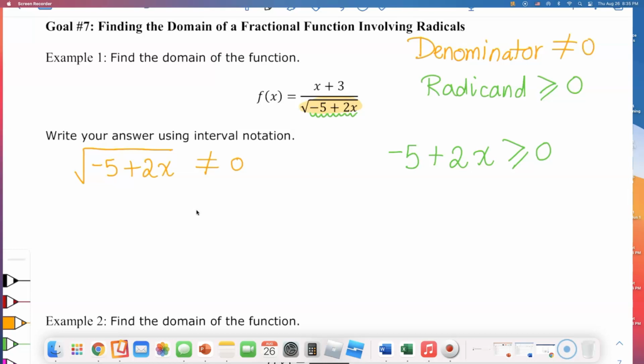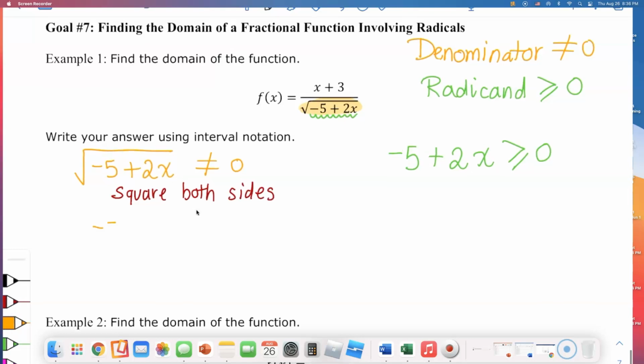To get rid of the square root, what do we do to both sides? To get rid of the square root, I'm going to square both sides. If you do that, you get negative 5 plus 2x out of the square root. But look, if you square 0, 0 squared is still 0. Okay, now look. I'm going to just kind of look ahead.